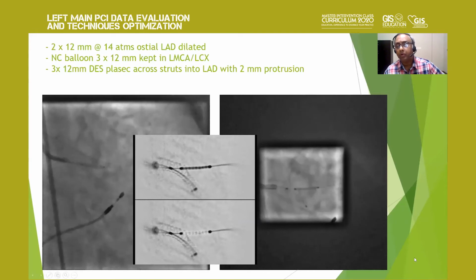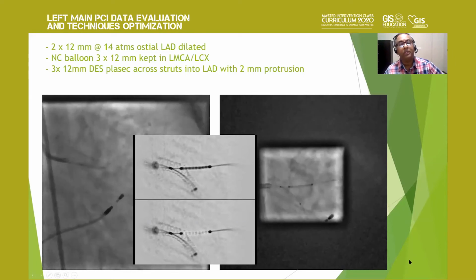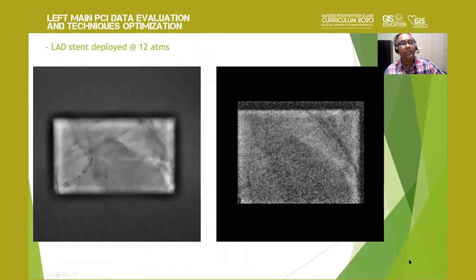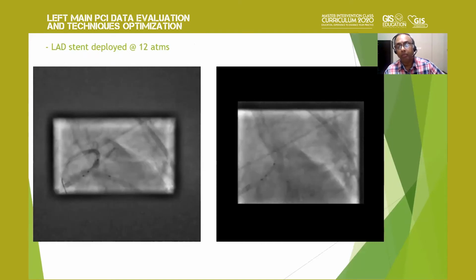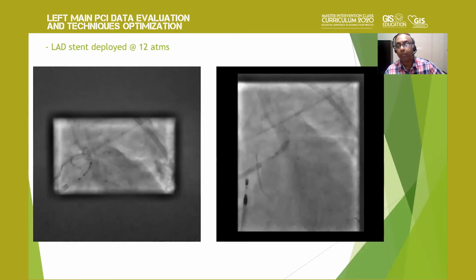If you protrude more, then you have to go for a crush technique. If you protrude too less, you will miss the ostium. So around 2 millimeters. Then the LAD stent was deployed at nominal and then deflated and pulled back for the kissing.